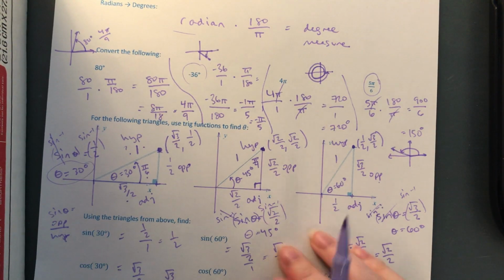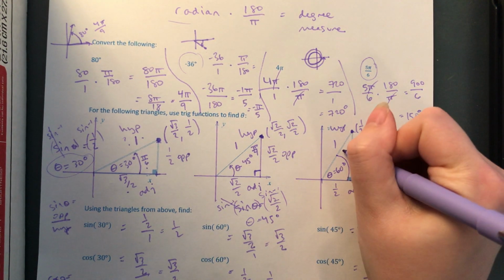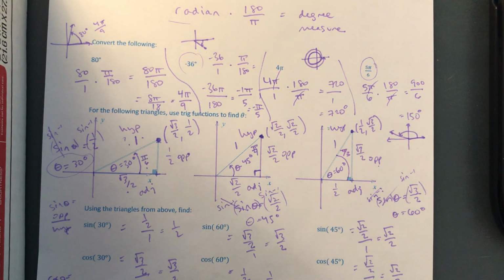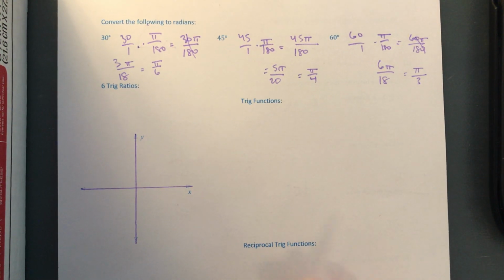So if you come back over here, this arc is 60 degrees or pi over 3 radians. Alrighty. So that's everything that we're going to talk about with radians and degrees today.